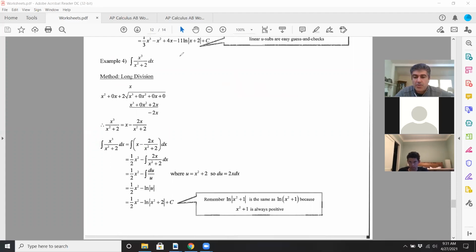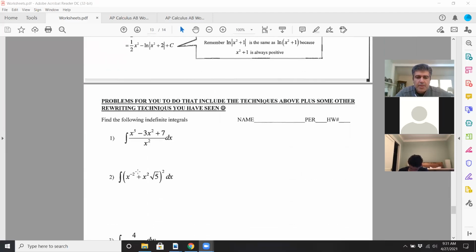That'd be a little cruel because the u sub again won't work quite as well. Like if you had x squared plus 2 over x cubed, you could do a u sub, because you let u equal x cubed, and then you have 1 over u, and the antiderivative of that is natural log. But you could do a long division there, as you see, you get x minus the remainder of 2x over x squared plus 2, and then you just antiderive that. The fraction 2x over x squared plus 2 does require a u sub, so you do that. And then you have some problems here to try.